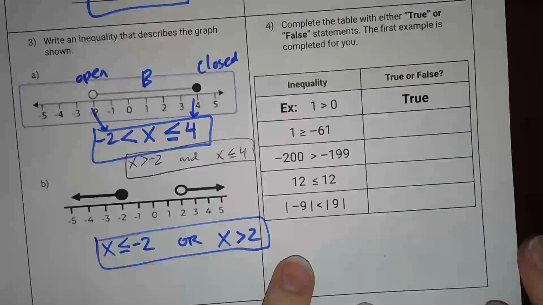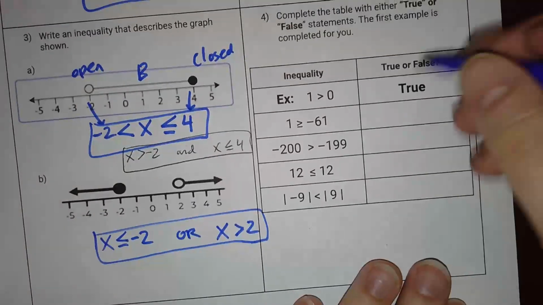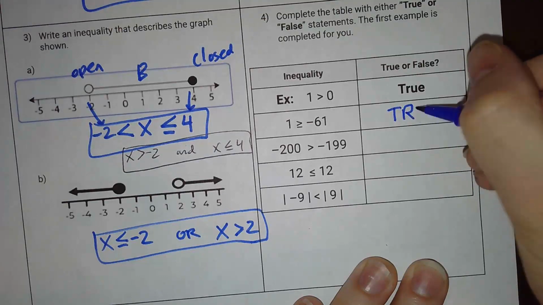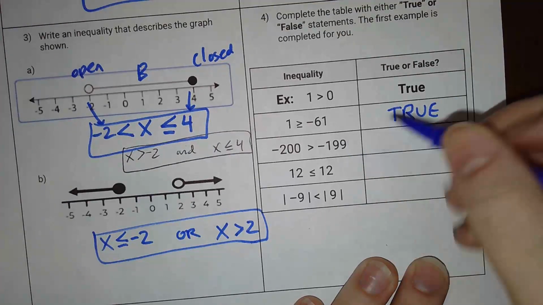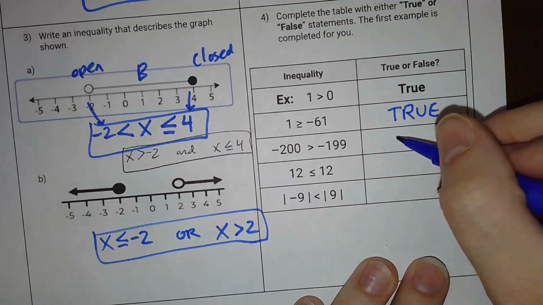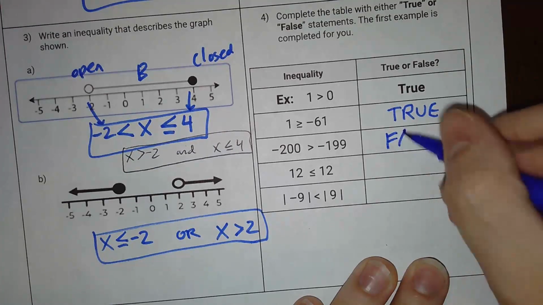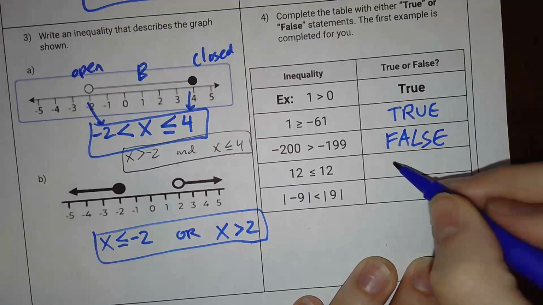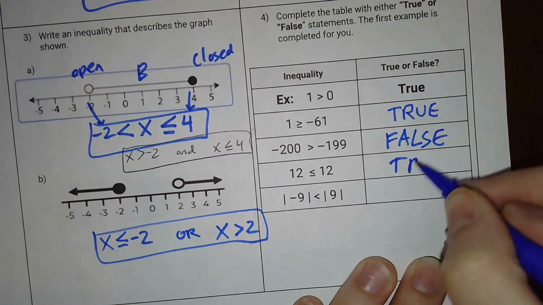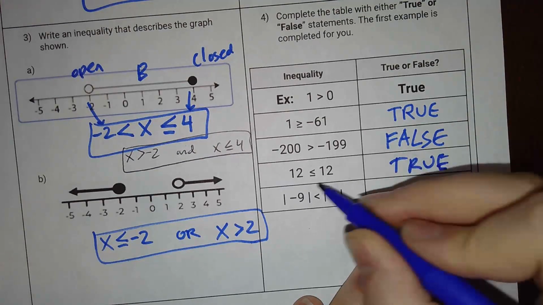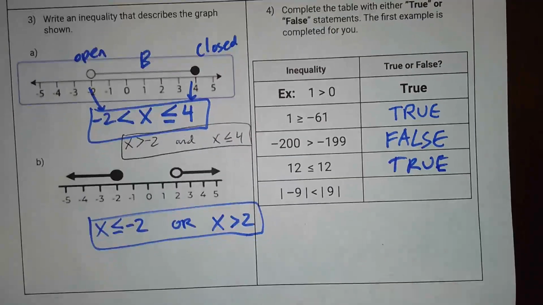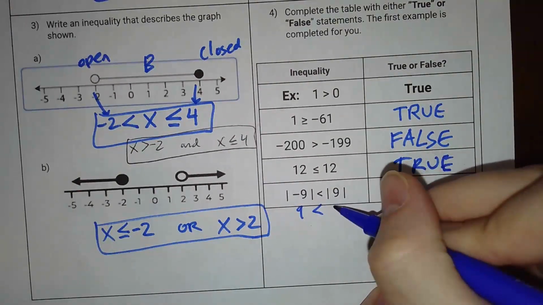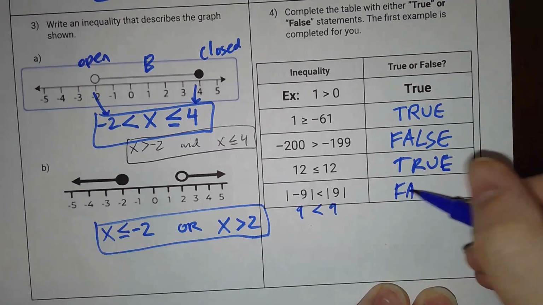And for number 4, we have true or false statements. So 1 is greater than -61. This is true. -200 is not greater than -199. 12 is equal to 12. There's an equal sign. And finally, 9 is not less than 9.